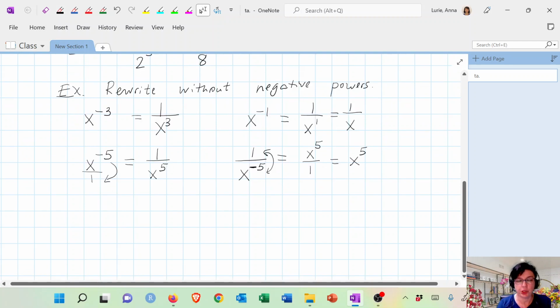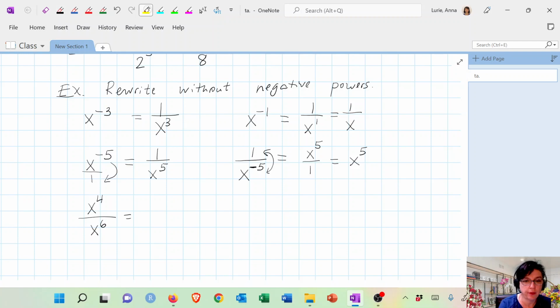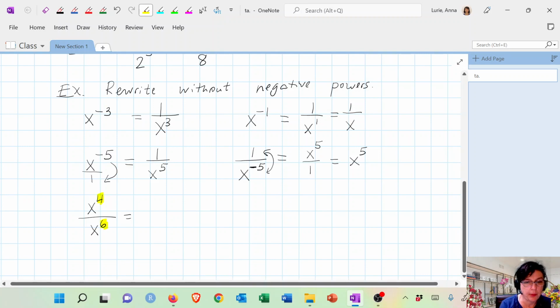Sometimes you also have to use some rules of powers and then rewrite it without a negative power. Let me give you another example. Let's say you have x to the power 4 divided by x to the power 6. Using the rule that whenever we have the same x or number raised to two different powers, we subtract them, we subtract 4 minus 6. That gives us negative 2. But if you don't want negative powers, you have to rewrite it. That would be 1 over x squared.